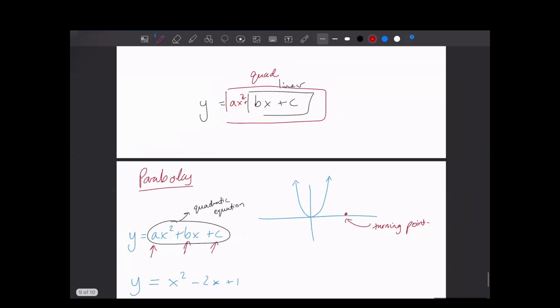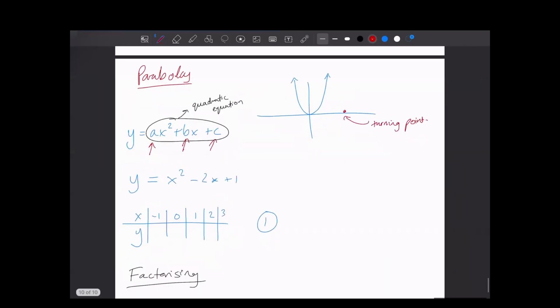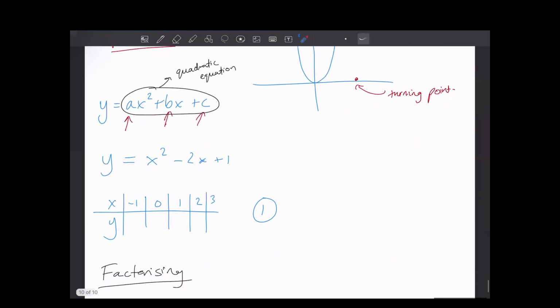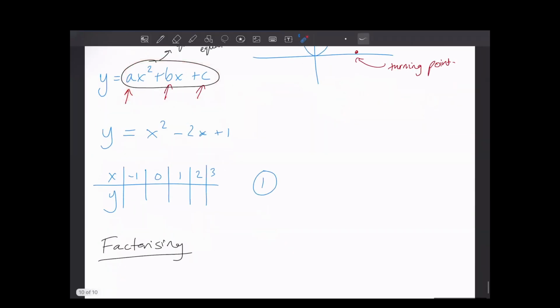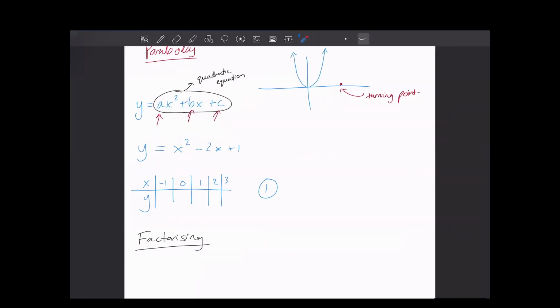Okay. So quadratic is already this, but you're right. Factorizing involves doing something to a quadratic. Can you remember what it might involve? Or you can give me an example, maybe. What do you remember about factorizing?